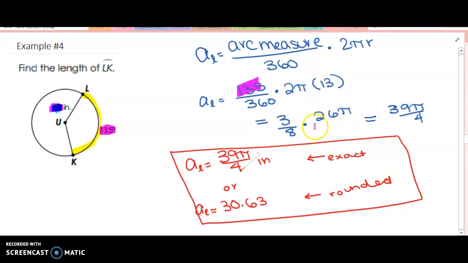I keep my pi. Well, when I multiply 3 times 26, I get 39. So 39 pi over 4, that does not reduce. So my exact answer is 39 pi over 4. If I plug that into my calculator and get a decimal, it rounds to roughly 30.63.